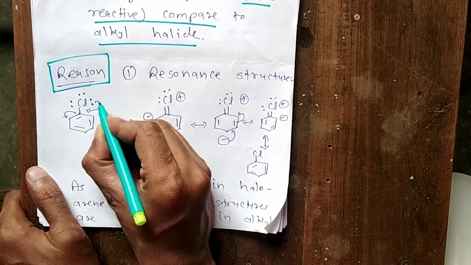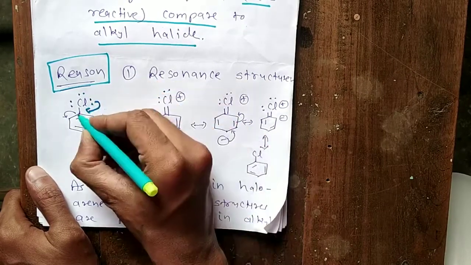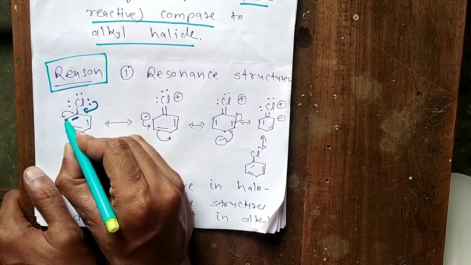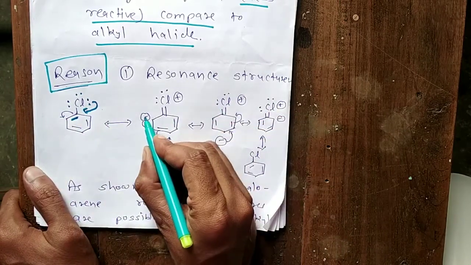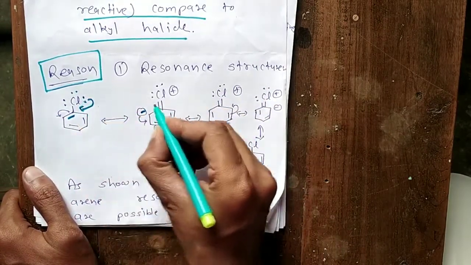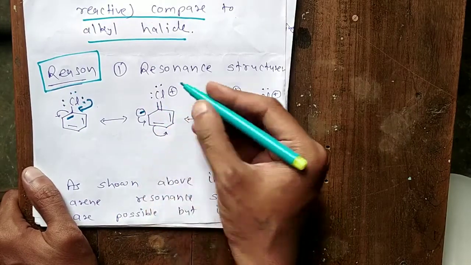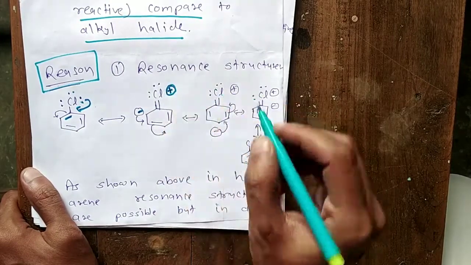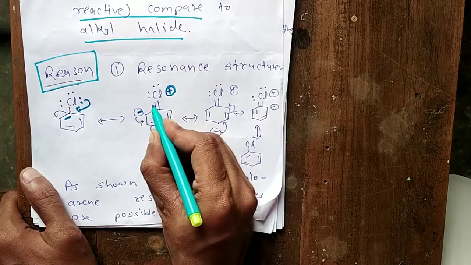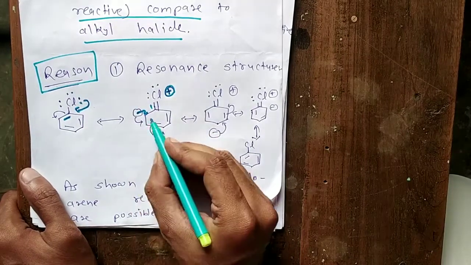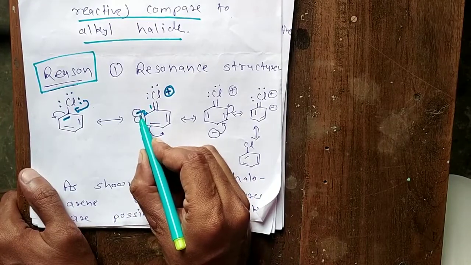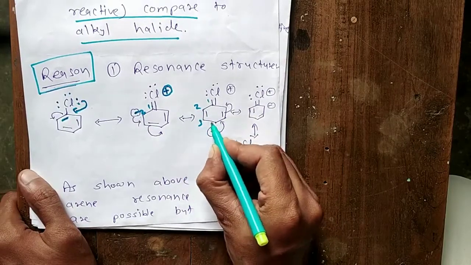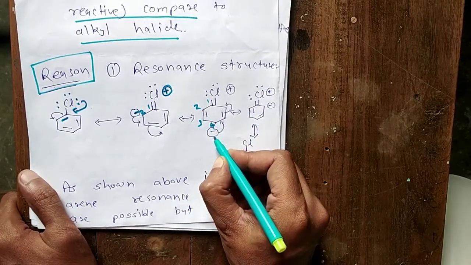You can see these 2 electrons will come here to form a double bond. This double bond will break and make a negative ion here. This electron pair forms a double bond here. Now chlorine is losing its electron, so it becomes positive here. This is carbon number 2. Now the negative ion will go on carbon number 4 here. You can see 1, 2, 3, 4. So the negative ion comes on carbon number 4.